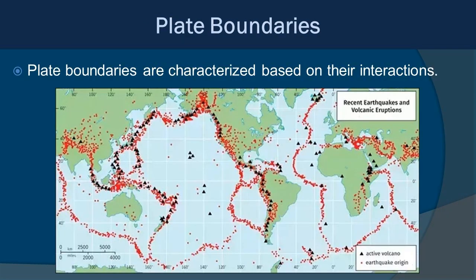Of course, plate boundaries are characterized by these interactions they have. This is a map of earthquakes and volcanoes, and you'll notice that they align very well to the plate boundaries.